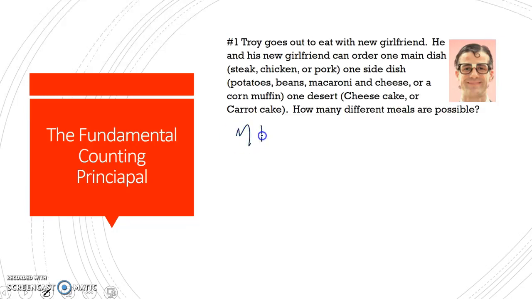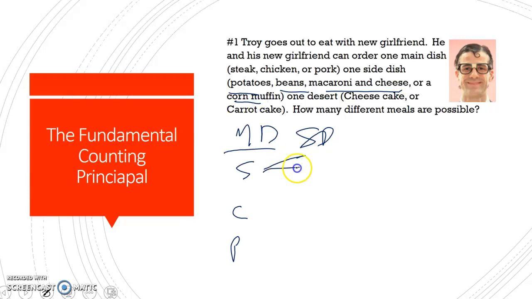If we talk about the main dish here, there's three different main dishes she can have: steak, chicken, or pork. And then off the main dish, the side dish can be one of four things: potatoes, beans, macaroni and cheese, or corn muffins. So it's four things coming off of the steak. In other words, you can have steak and potatoes, steak and beans, steak and macaroni and cheese, or steak and corn muffins. Same thing coming off of the chicken, same thing coming off of the pork. And so that's a total of 4 sets of 3. That's 12 different items.